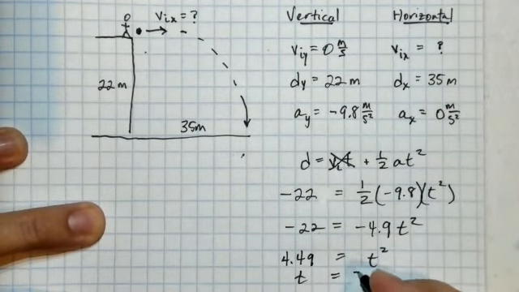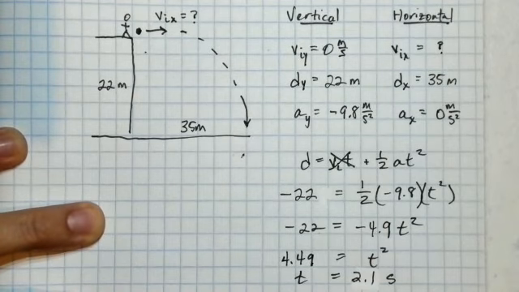Let me just write that a little cleaner. Now we're going to use this 2.1 seconds to look in the horizontal direction.